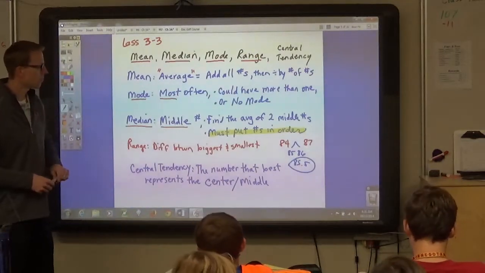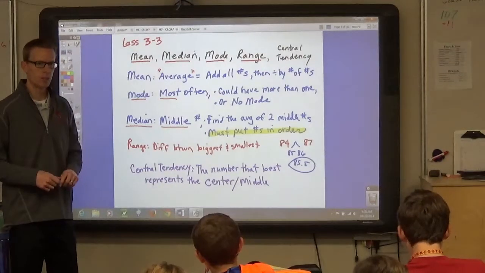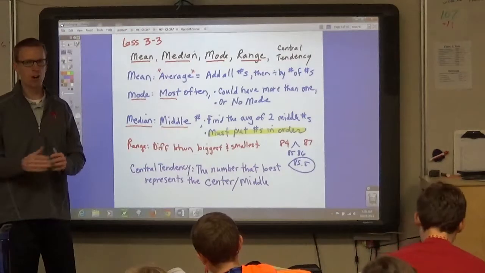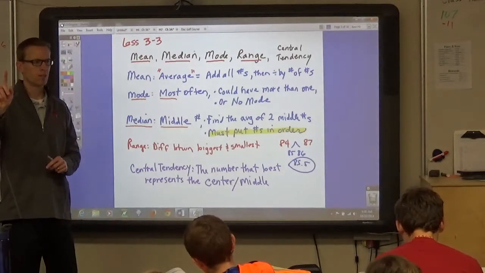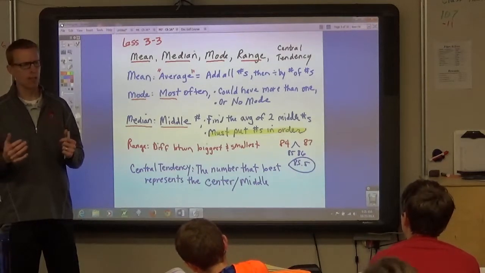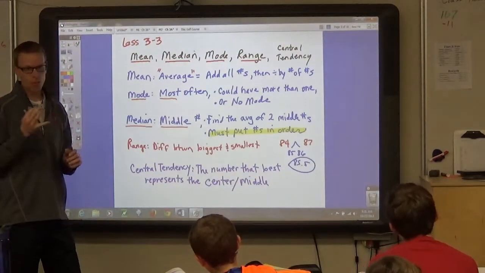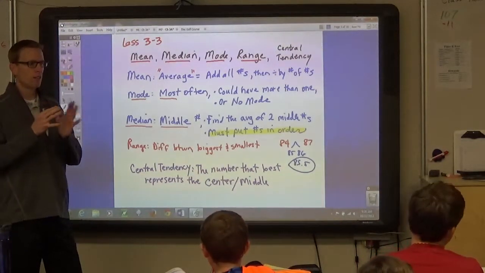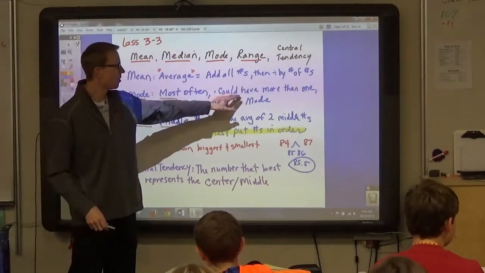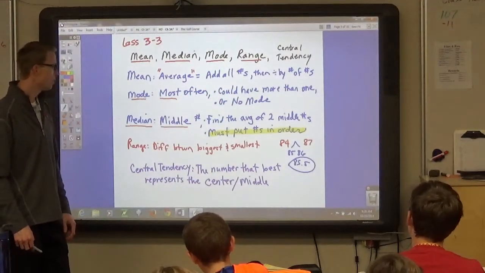Now, in a set, there could be no mode. If all of the numbers occur the same number of times, if they all only occur once, or if they all occur twice, then there is no mode. But if one number, or 2 numbers, or maybe 3 numbers occur 3 times where all the other ones occur only once, then that number, or those numbers, are the mode of the set. Okay?